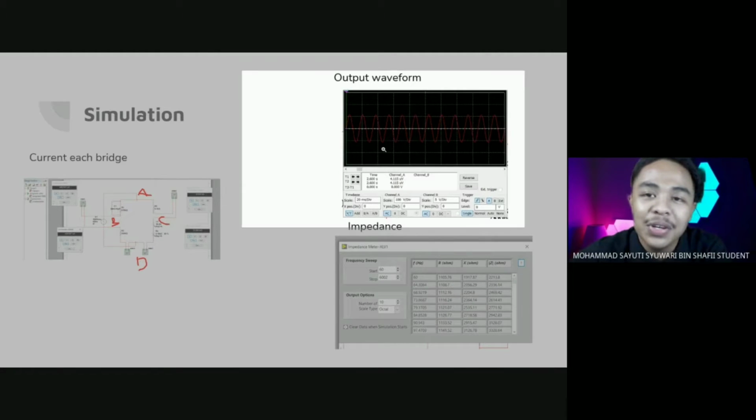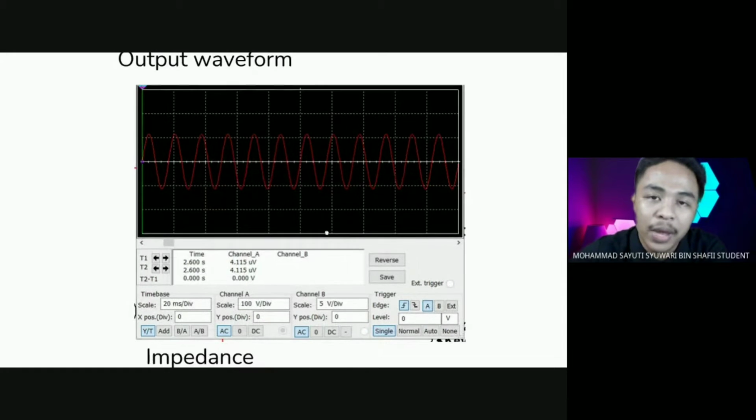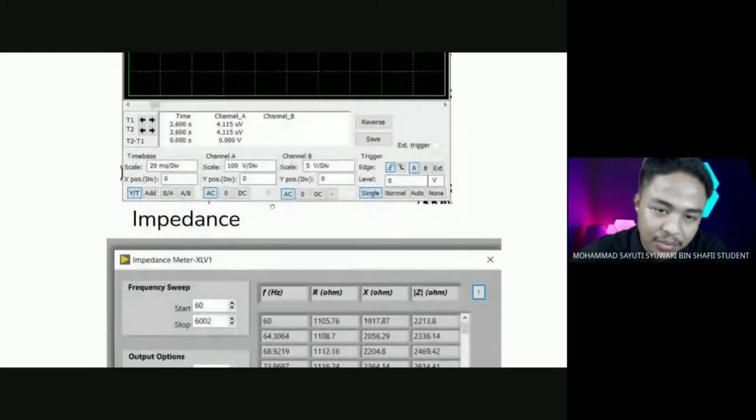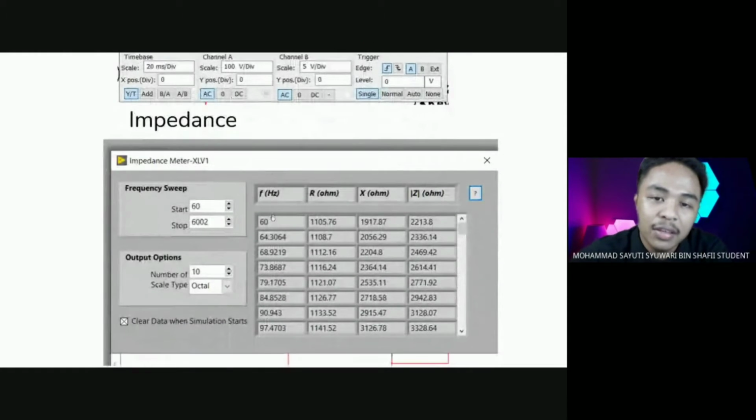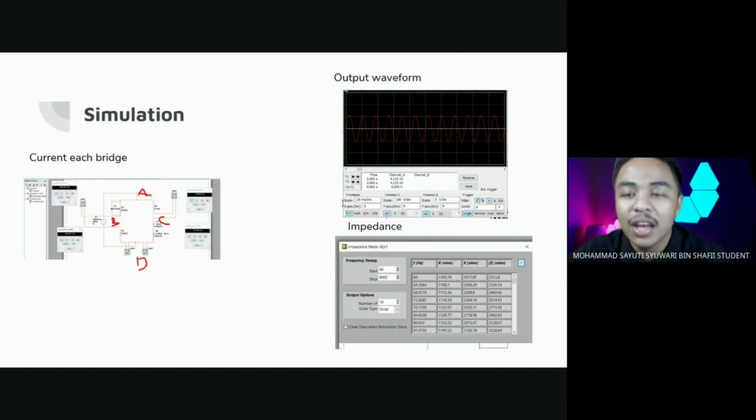Okay, next we go to the output waveform, and this is the result of the output waveform in the balance condition. And this is the value that I have got for the impedance. We see at 60 Hz, the impedance Z is 2213.8. Okay, that's for the balance condition.